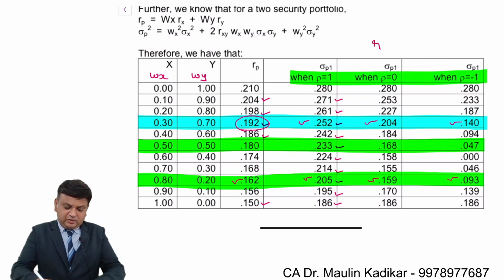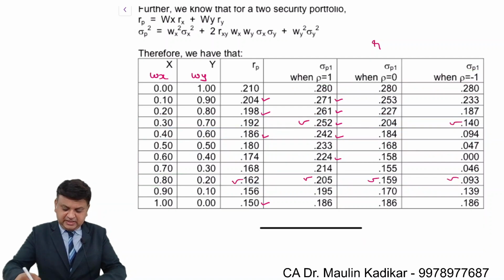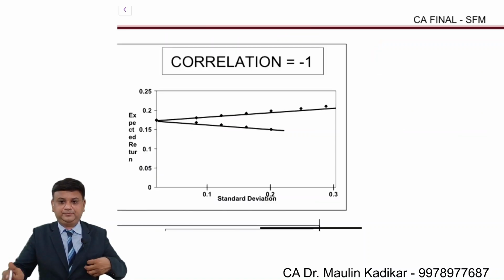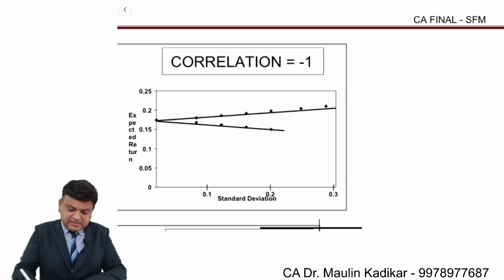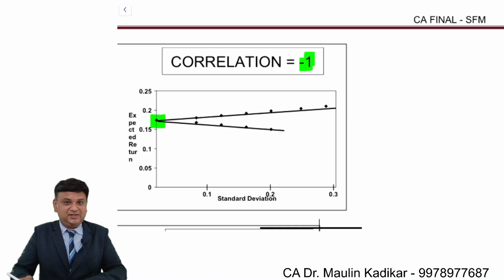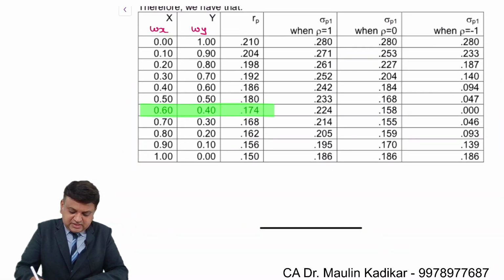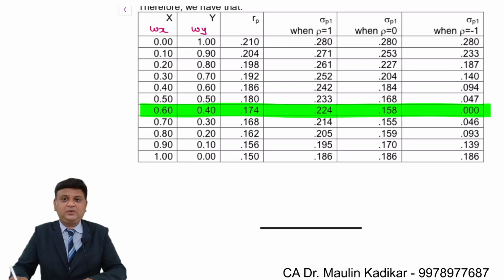Now the next point that I want to explain is something like this. Listen to me carefully. What we understand over here is that when r is negative 1, there is a possibility that a portfolio will have 0 standard deviation. And coincidentally over here, we can see it is 0.6 and 0.4. At that point of time, the standard deviation of the portfolio is 0. This is what you can see.